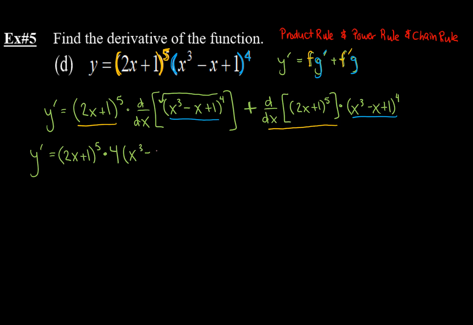Okay, 4 comes down in the front. So I get x cubed minus x plus 1 to the power of 3. But I'm not done, because I have to take the derivative of this inside.